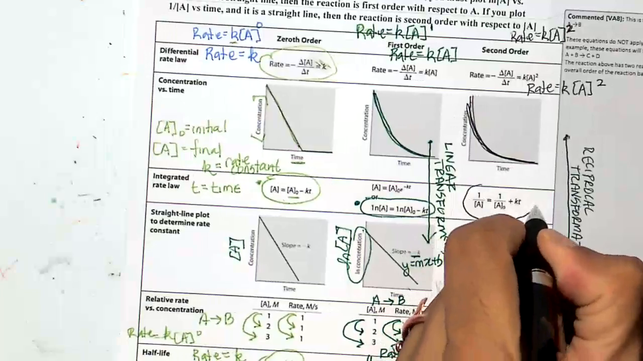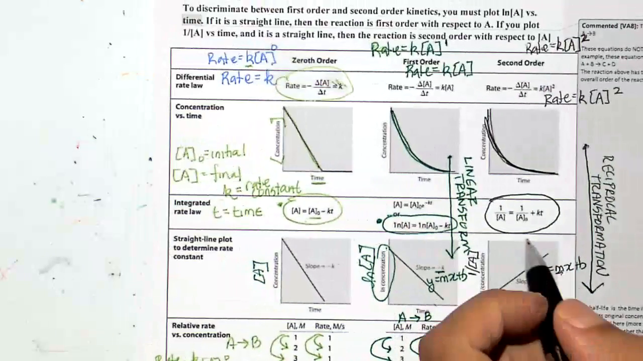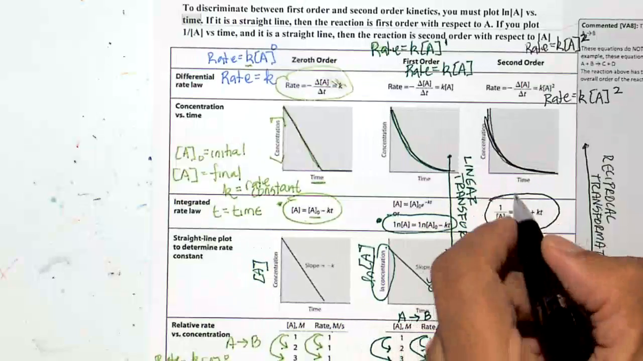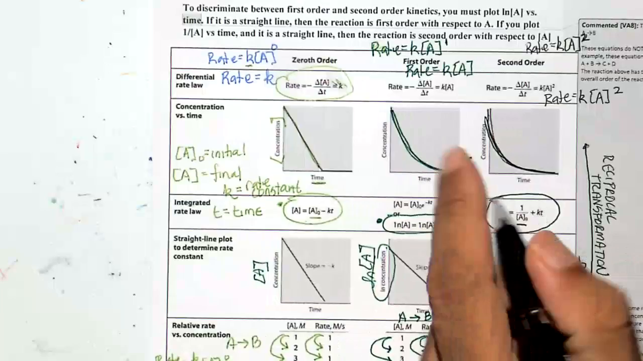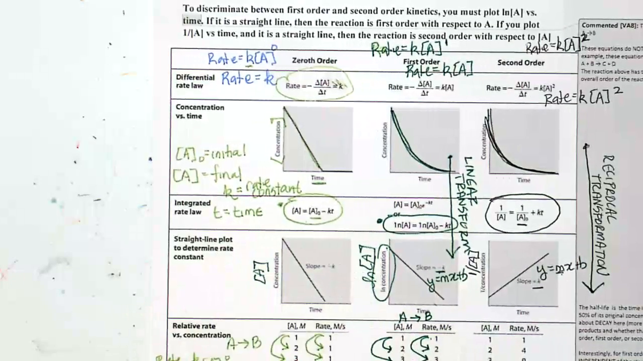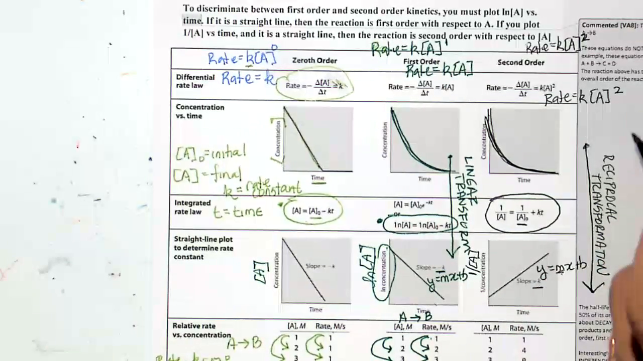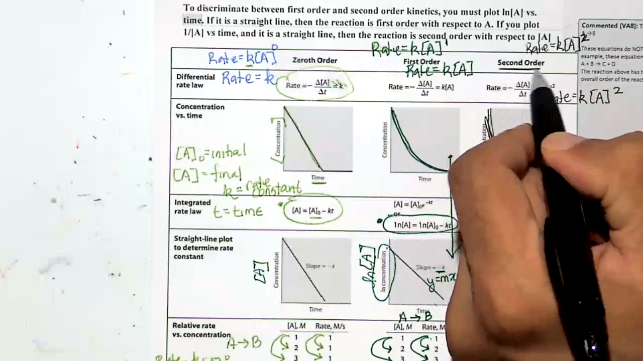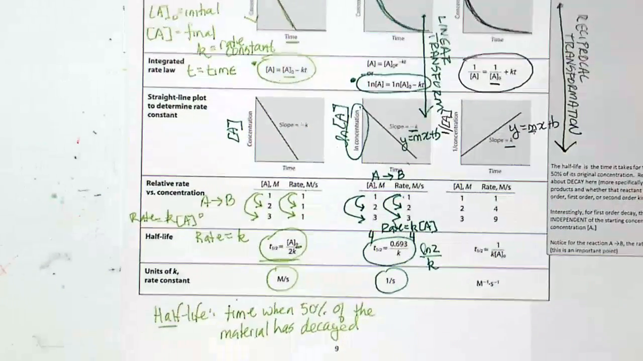These are the equations we're concerning ourselves with if it's second order. So what is 1 over A naught? What is A naught again? Initial. What's K? What's t? Time. And when will you use this equation? When your reactant decays by how much? Second order is the right answer. This is the equation I want you guys to use.